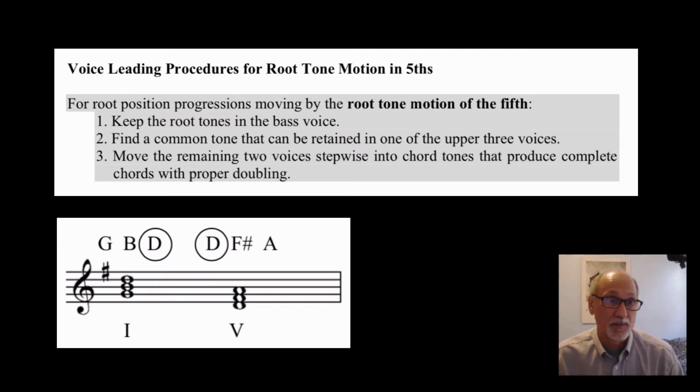So here are the notes. The 1 chord is G, B, D, and the 5 chord is D, F sharp, A. So first, identify the common tone. Can you see that both of these chords have a D? So that's the common tone.